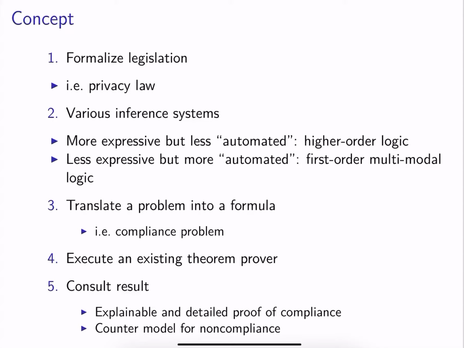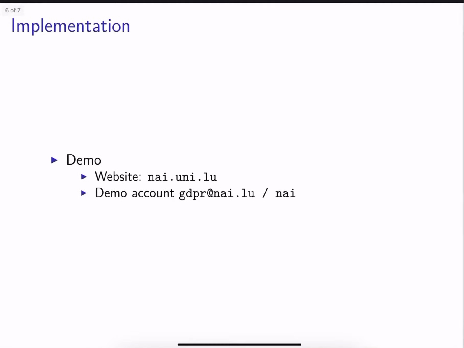Now that we have these two in place, we need to translate some compliance problem into a formula and execute an existing theorem prover. The theorem prover gives us either an explainable and detailed proof of compliance or a countermodel for non-compliance. So this is the concept of the work. And now I'm going to show a demonstration of how it works in practice.